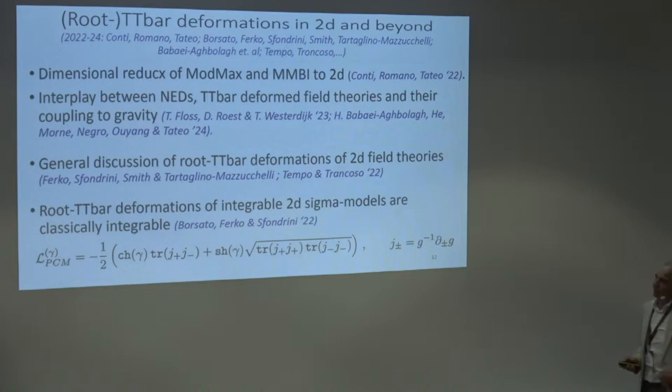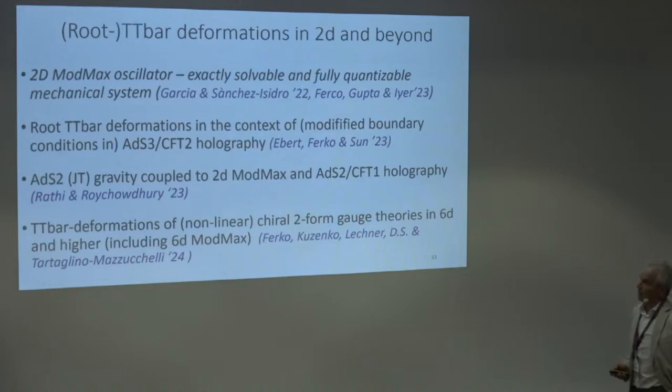The general discussion of root TTbar deformations has been considered, and then an interesting result was obtained by Borsato, Ferko, and Sfondrini: classical integrable models like principal chiral models or symmetric space sigma models remain integrable even upon the root TTbar deformation. For example, the deformed PCM model has this form, with J being the currents of a certain gauge group here.